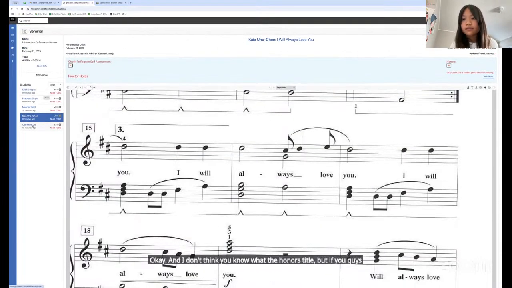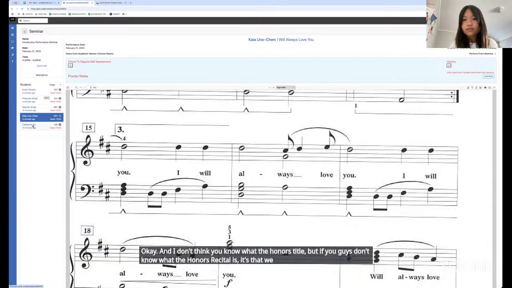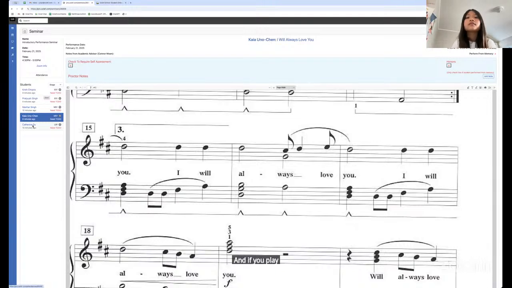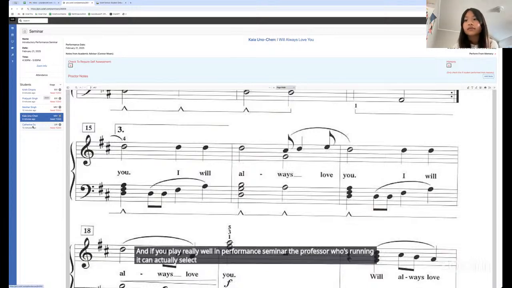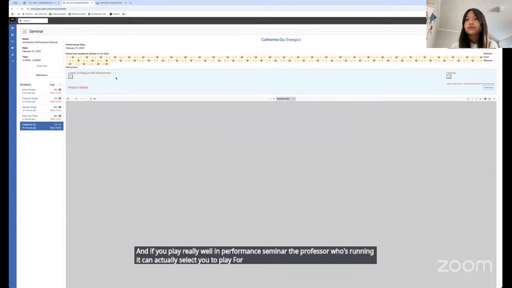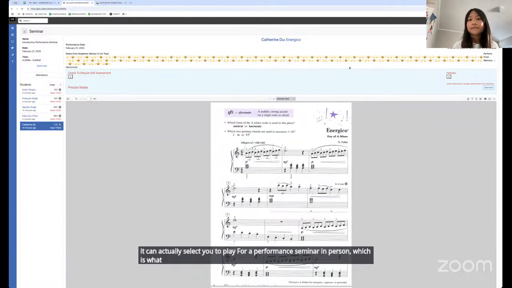And I don't think you know what the honors recital is, but if you guys don't know, we have one every single month. And if you play really well in performance seminar, the professor who's running it can actually select you to play for performance seminar in person, which is what we call honors recital. All right, speaking of, let me pass it over to Miss Catherine. She's had many of those.